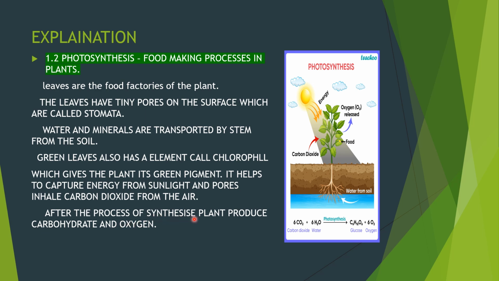After the process of photosynthesis, the plants produce carbohydrates and oxygen. We know that oxygen is produced by plants. Carbohydrates are like sweet molecules. If we eat a fruit, why is it sweet? Because it has carbohydrates.